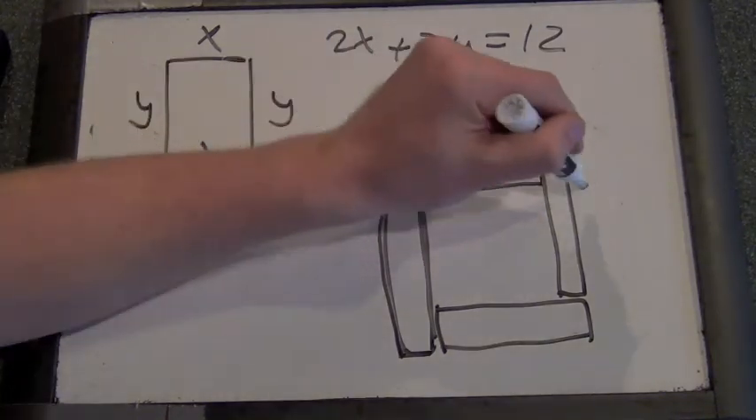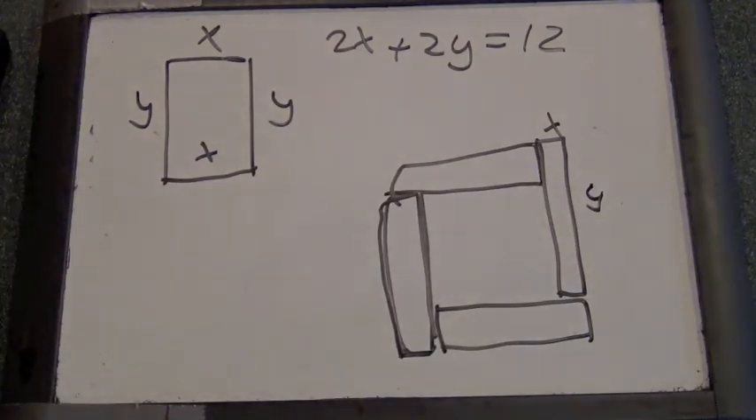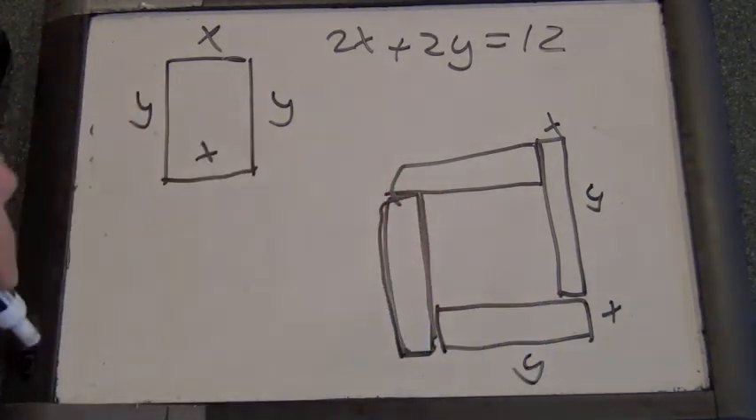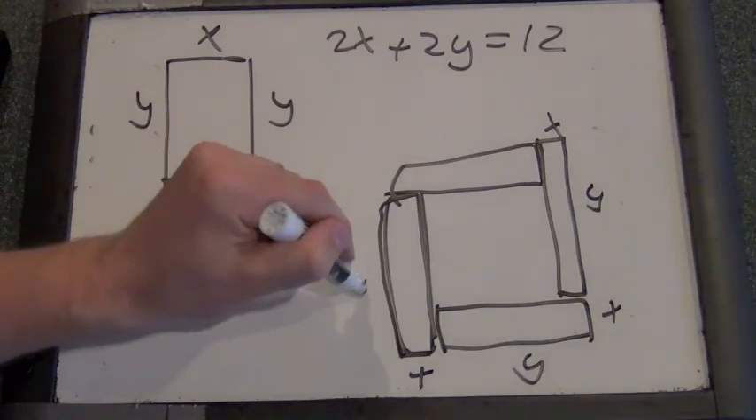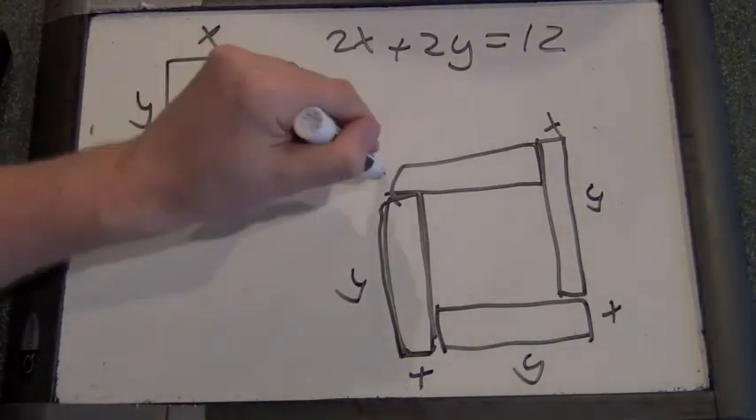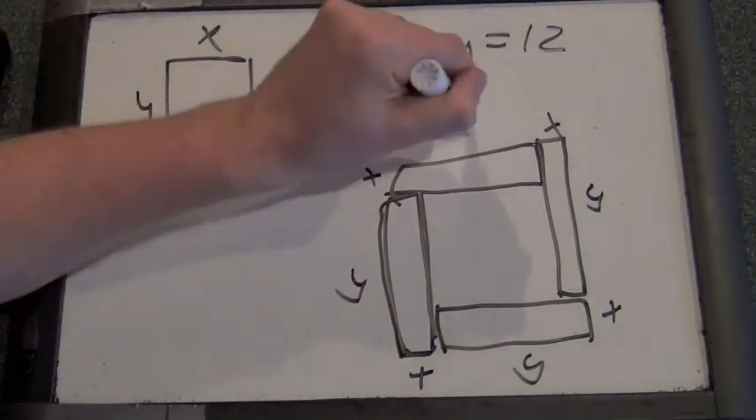What's this short bit here? X. What's this long bit? Y. What's this short bit? X. What's this long bit? Y. What's this short bit? X. What's this long bit? Y. All right, very good.